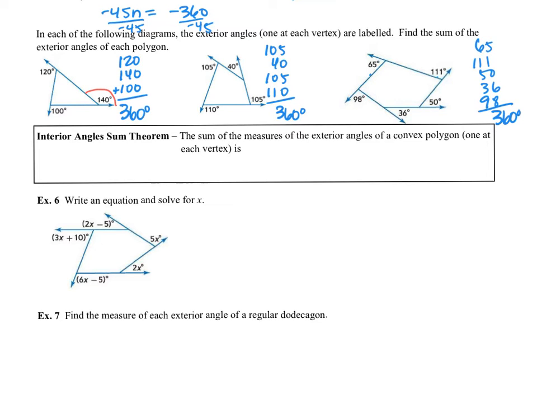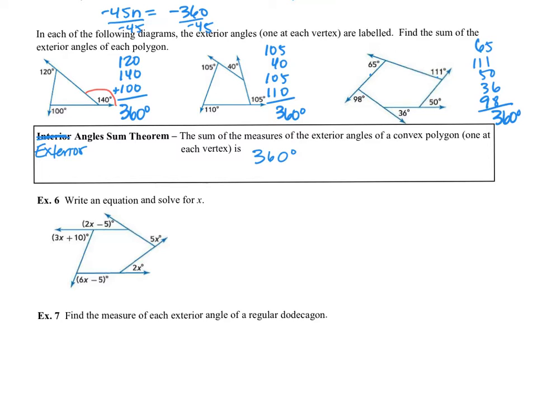So that leads us to what's called the, oops, there's a typo there. I am so sorry. That is supposed to say the exterior angle sum theorem. I must have copied and pasted. Would you please fix that? So the exterior angle sum theorem says the following. The sum of the measures of the exterior angles of a convex polygon, one at each vertex, is always, always, always going to be 360 degrees, okay?